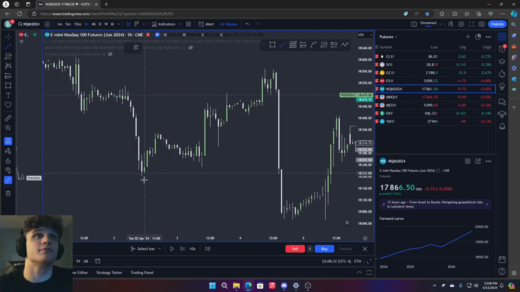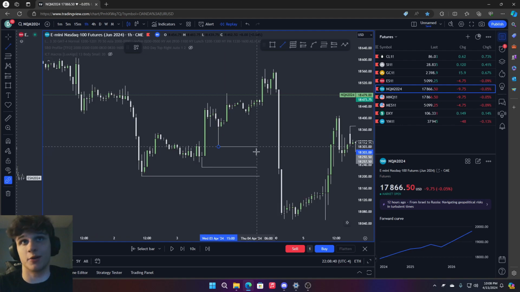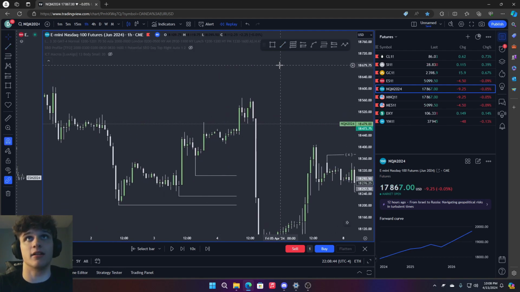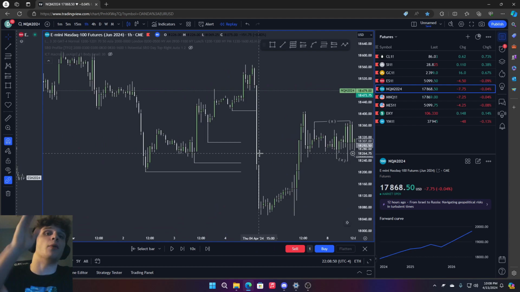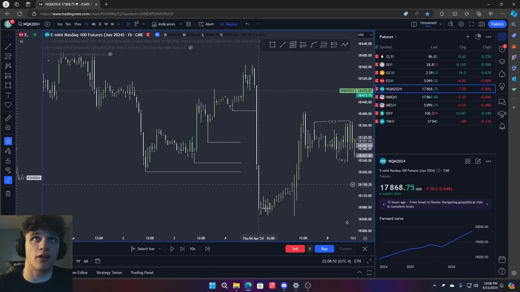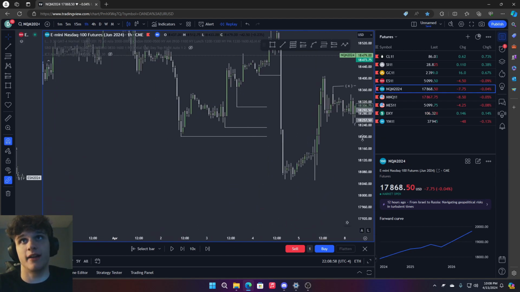So right here, making a bunch of liquidity, right? If you guys don't know what liquidity is, it's all these lows and highs that price is putting in. Okay, liquidity. Boom. You guys want to know why price fell so hard right here? Because it's coming down to take out all this liquidity. You see that?